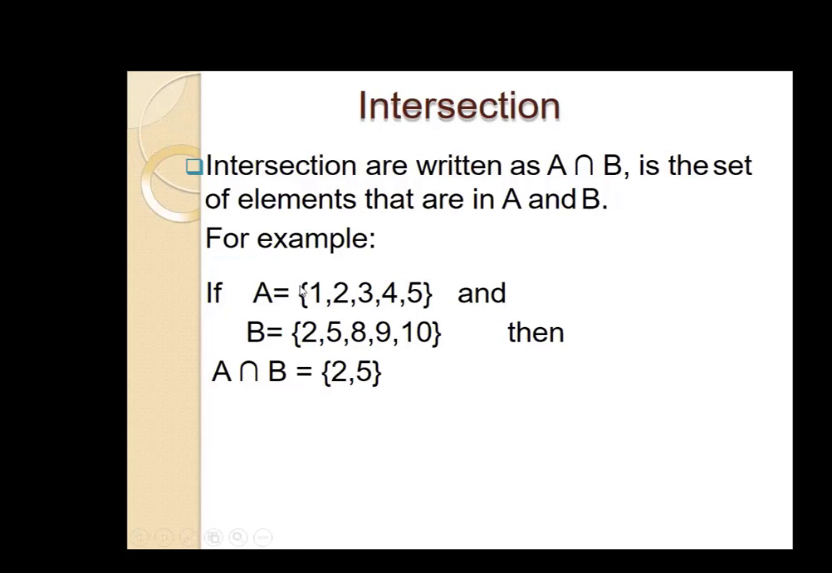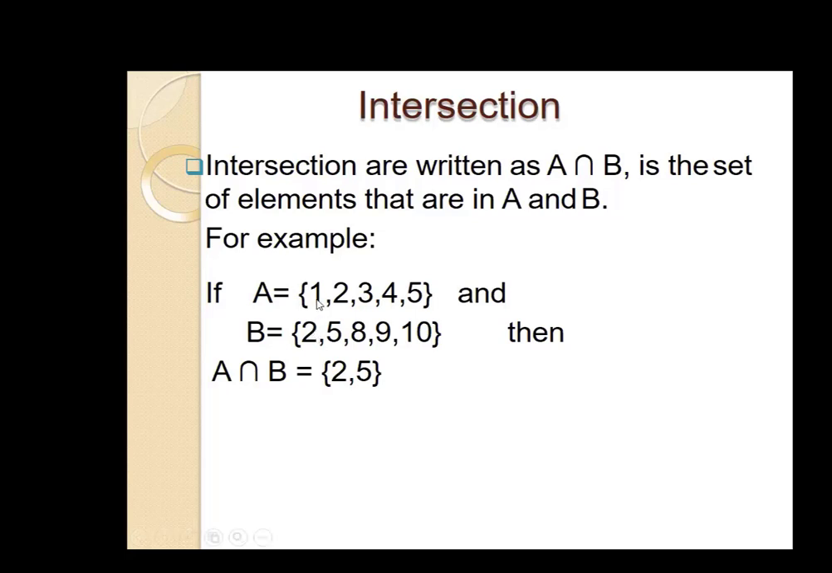So in the example we will see how the intersection of two particular sets comes. If we have a set A equal to 1, 2, 3, 4 and 5, and another set B that contains the elements 2, 5, 8, 9 and 10, then we can make the intersection of these two sets. Now we will see what the common elements in both sets are.